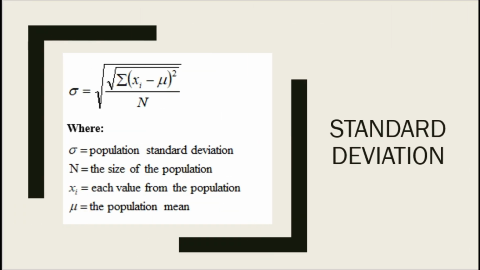For our statistical approach, we use different formulas. One of them is the standard deviation, which is this formula: the summation of the square of each value of the population minus the population mean, divided by the size of the population.